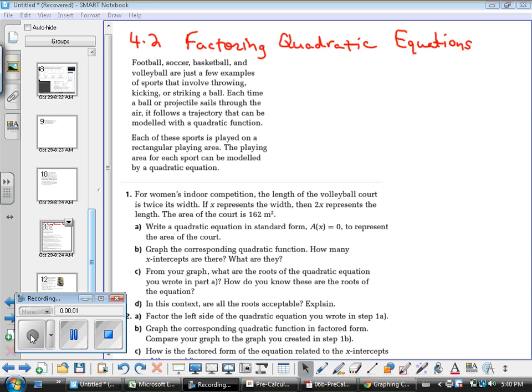6.2. It's factoring quadratic equations. So if you thought that graphing a quadratic equation to find the roots maybe wasn't the best way and you just wanted to do some algebra instead, then you're in luck, because that's what we're going to do here.